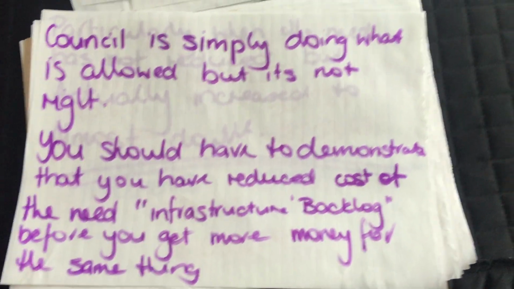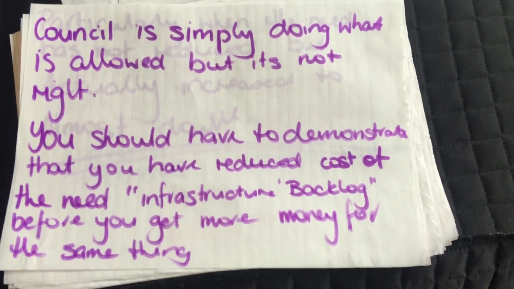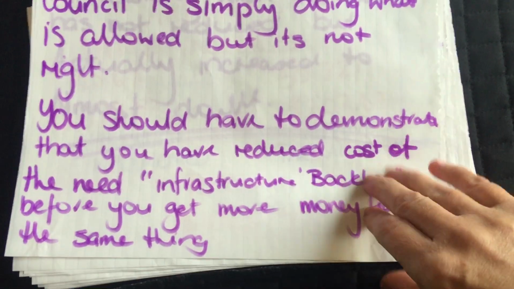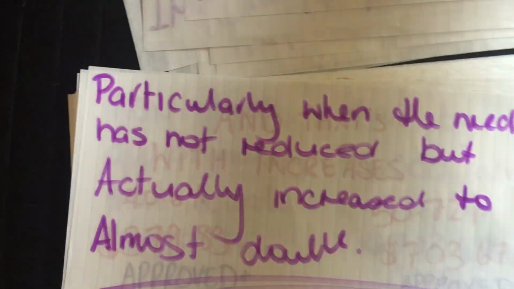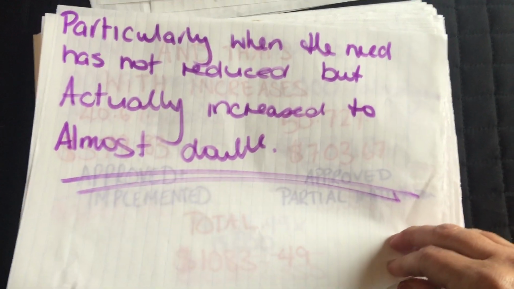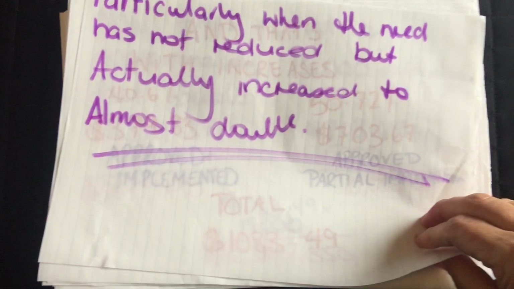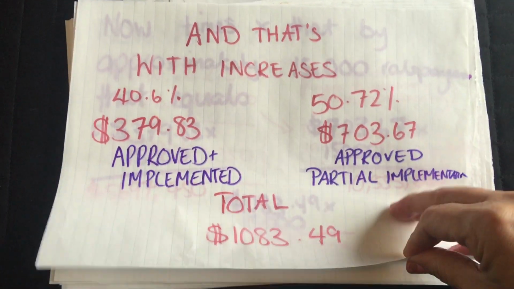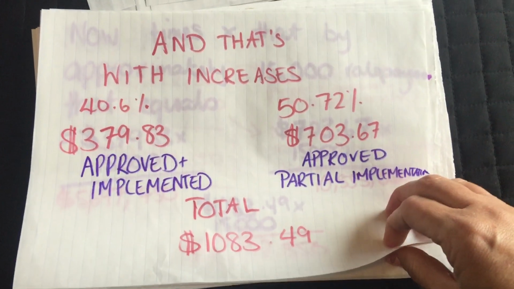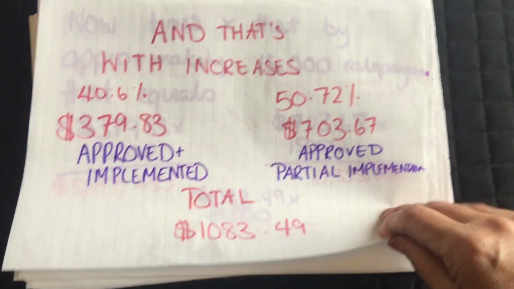You should have to demonstrate that you have reduced the cost of the need, which is the infrastructure backlog, before you get more money for the same thing, particularly when the need has not reduced but actually increased to almost double. Councillors can make this happen, and that's with increases of 40.6% and 50.72%. The figures are there.